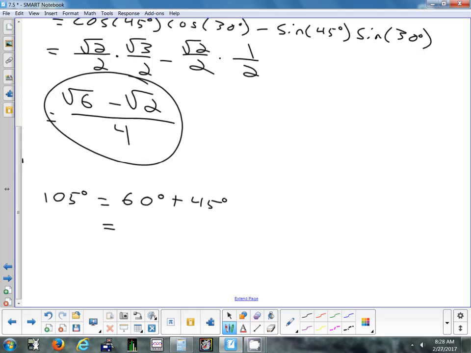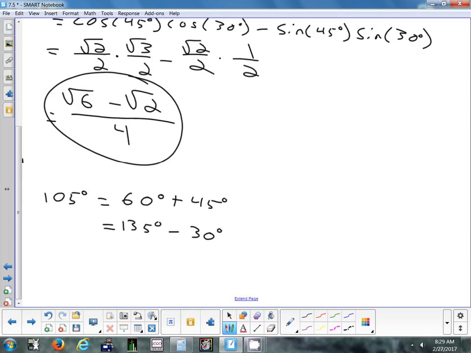Can somebody give me a different way to rewrite 105? I'd like it as a difference, and I only want to use angles that are multiples of 30 and 45. Yeah, 135 minus 30. That's 45 times 3 minus 30. So this problem, you could do it as a sum, or you could do it as a difference. In fact, any problem you can do as a sum or difference. So really, out of the 2 formulas I gave you, you only need one of them if you can always figure out that way to do it.